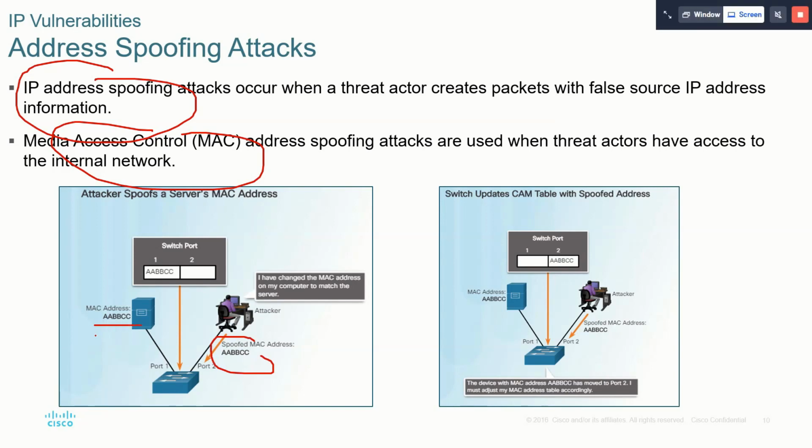So this is the victim. This is the attacker. So you fake the thing, right? The attacker spoofs the MAC address of the server. Okay, and then after that he updates the MAC address accordingly. So that's to fake the physical address.